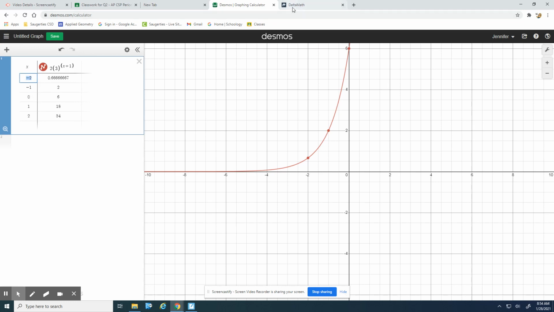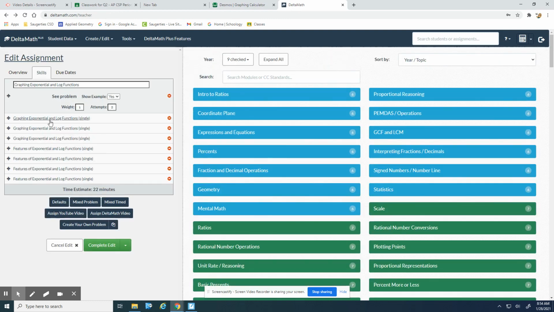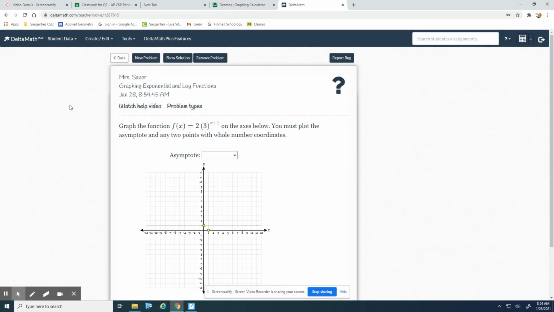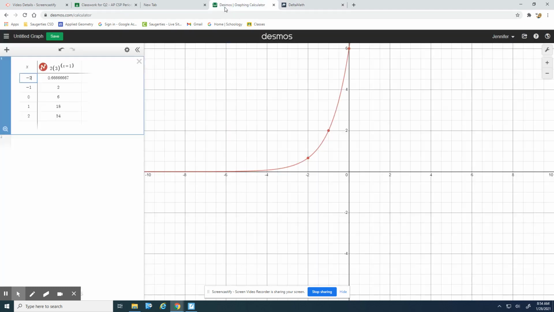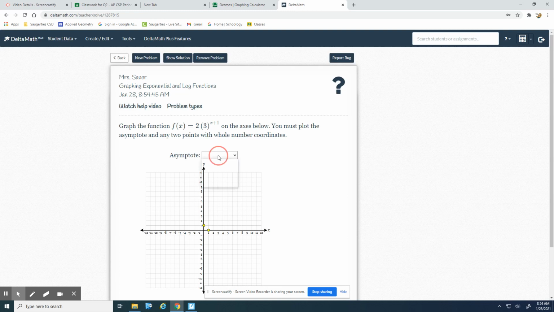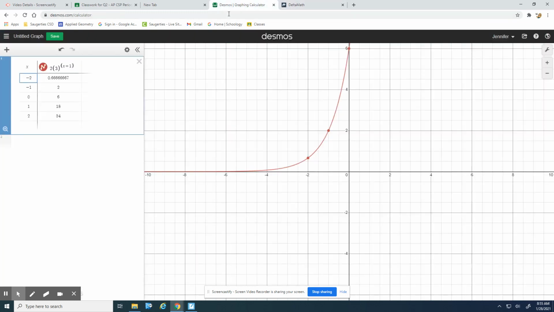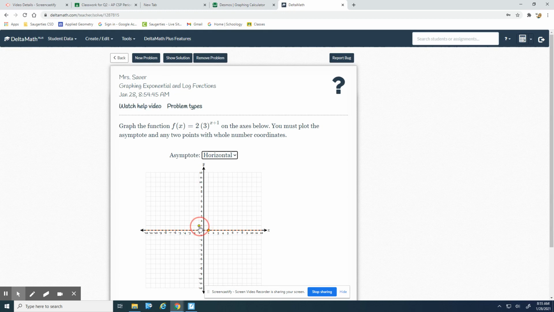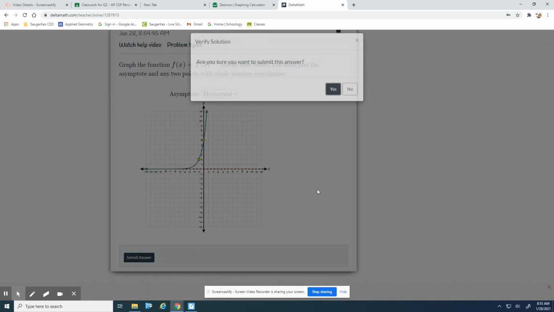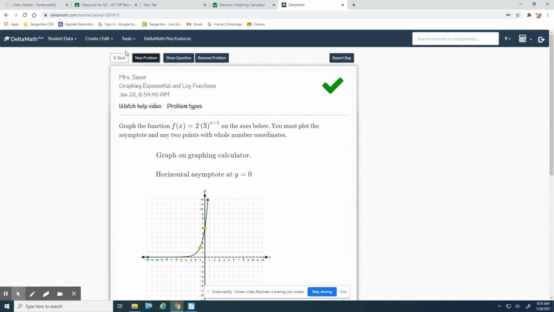So I'm going to go over to Delta Math, and I have these problems already saved. First off, when I look at this graph, we have a horizontal asymptote. We did not move the graph up or down, there's no up or down transformation. So it is still horizontal at y equals 0. And the points I'm going to graph are -1, 2 and 0, 6. So we flip that around, the graph looks good, and submit it.